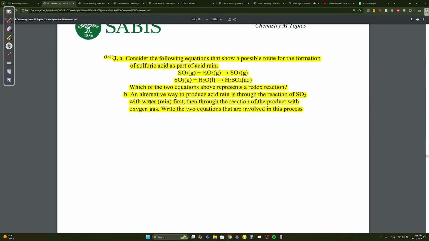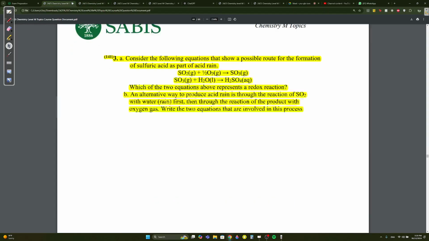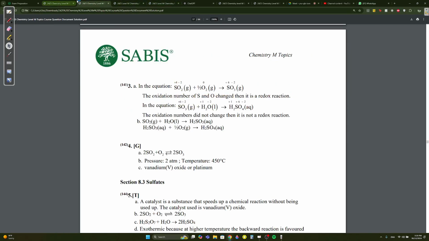Then they said, then react it with oxygen. Just add oxygen to H2SO3. You're going to get H2SO4. This is a strong acid.